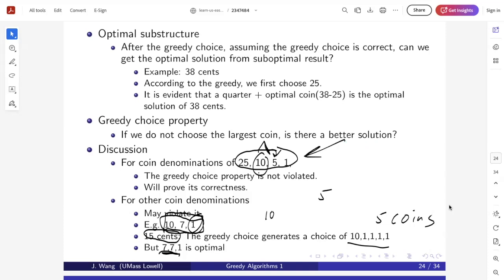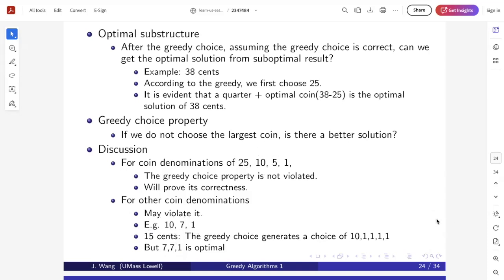In some systems, they don't have quarters. I know there are some systems that don't have quarters. The Canadian and the American systems do have quarters. But some systems have 1 cent, 10 cents, 50 cents. They don't have quarters, but they have 50 cents.